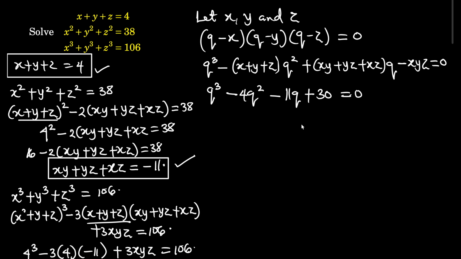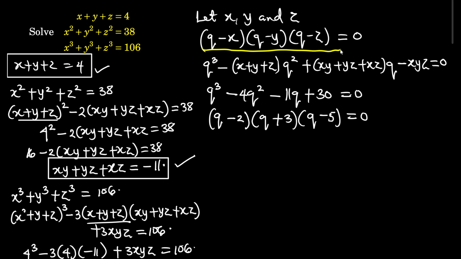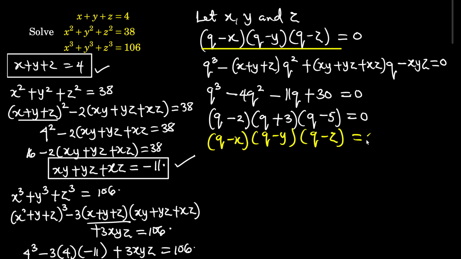Now if we go on to factorize this, we're going to have (q minus 2)(q plus 3)(q minus 5) equals 0. Now if we put this side by side with what we wrote originally, (q minus x)(q minus y)(q minus z) equals 0, and we compare, we have x equals 2, y equals negative 3, and z equals 5.